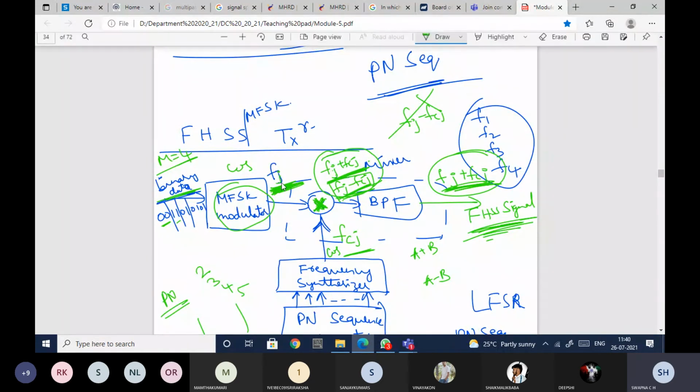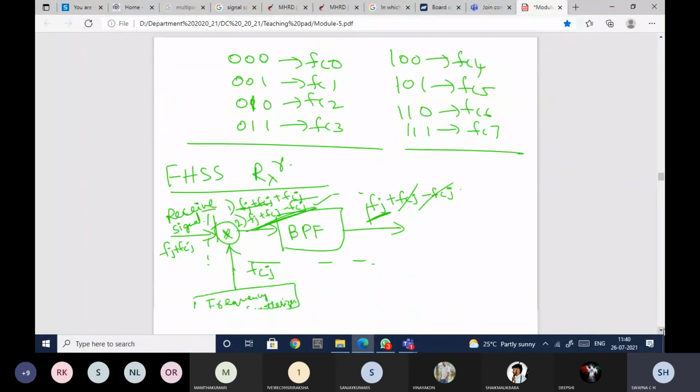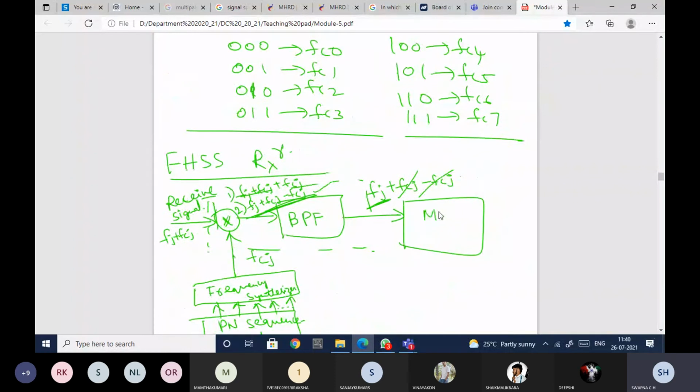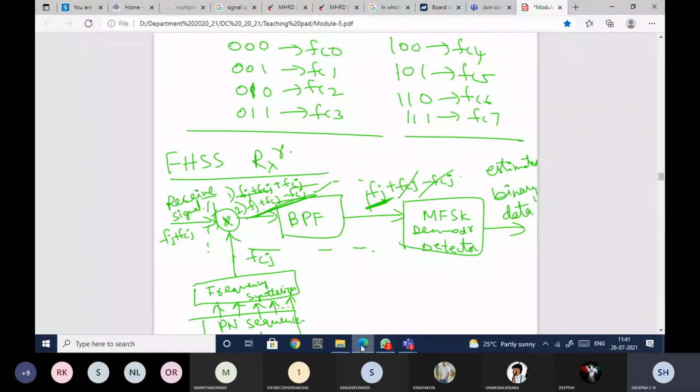Now I need to demodulate this so that I get the actual binary data. So I'll give this to the MFSK demodulator, or we also call it a detector. From whatever Fj it is getting, it will give you the estimated binary data. This will be the output of your frequency hopping spread spectrum receiver. So this is the overall process.